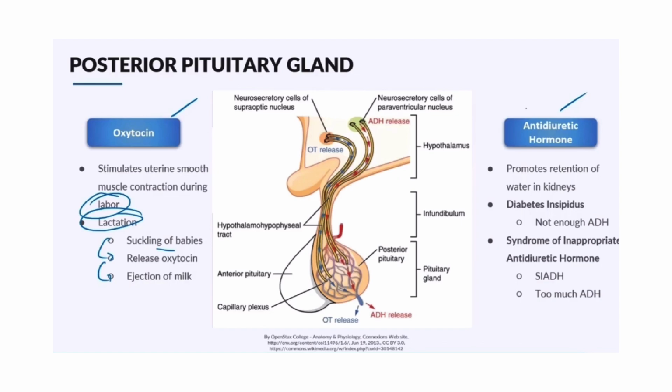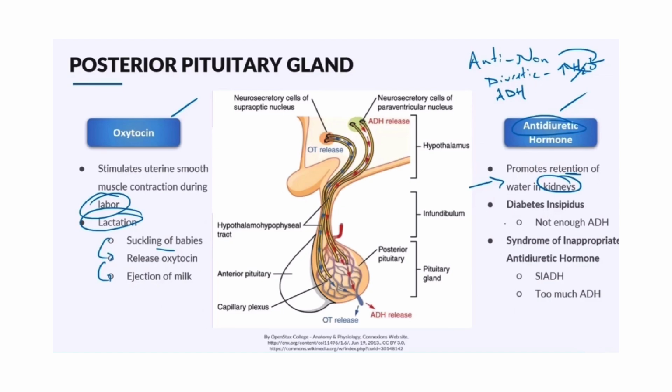Now, antidiuretic hormone, or ADH as we like to call it, promotes the retention of water in the kidneys. Now let's look at the word antidiuretic. Anti means none or not, and diuretic means to diurese, and what that means is the excretion of water. So what we want is none or non-excretion of water from the kidneys. So that means we want to hold on to water. And so that's where this promoting the retention of water in the kidneys comes from.